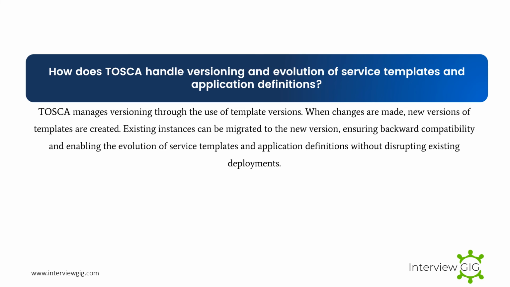How does TOSCA handle versioning and evolution of service templates and application definitions? TOSCA manages versioning through the use of template versions. When changes are made, new versions of templates are created. Existing instances can be migrated to the new version, ensuring backward compatibility and enabling the evolution of service templates and application definitions without disrupting existing deployments.